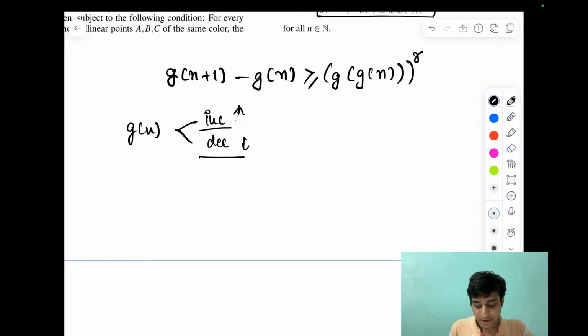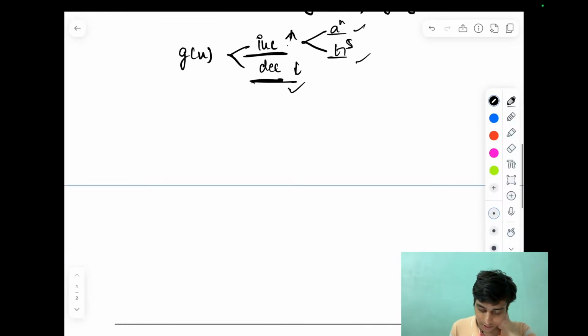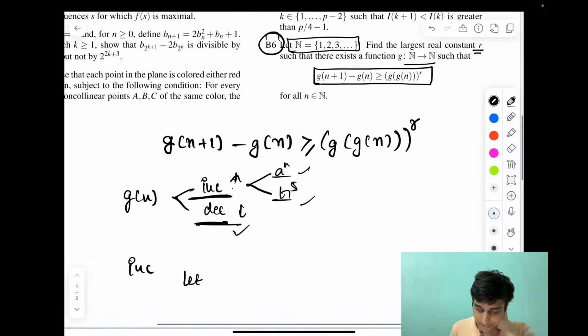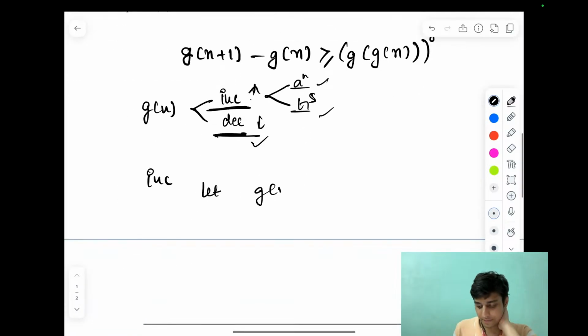And let's check whether it satisfies to be an increasing function or a decreasing function. I can see one more thing, that increasing functions can be of two types. It could be of the n to the power s kind or the a to the power n kind. These two are increasing functions. So we have to check for these two also whether the value satisfies or not, and then we have to check decreasing. So firstly, let's check an increasing function and suppose the function g of n to be n.